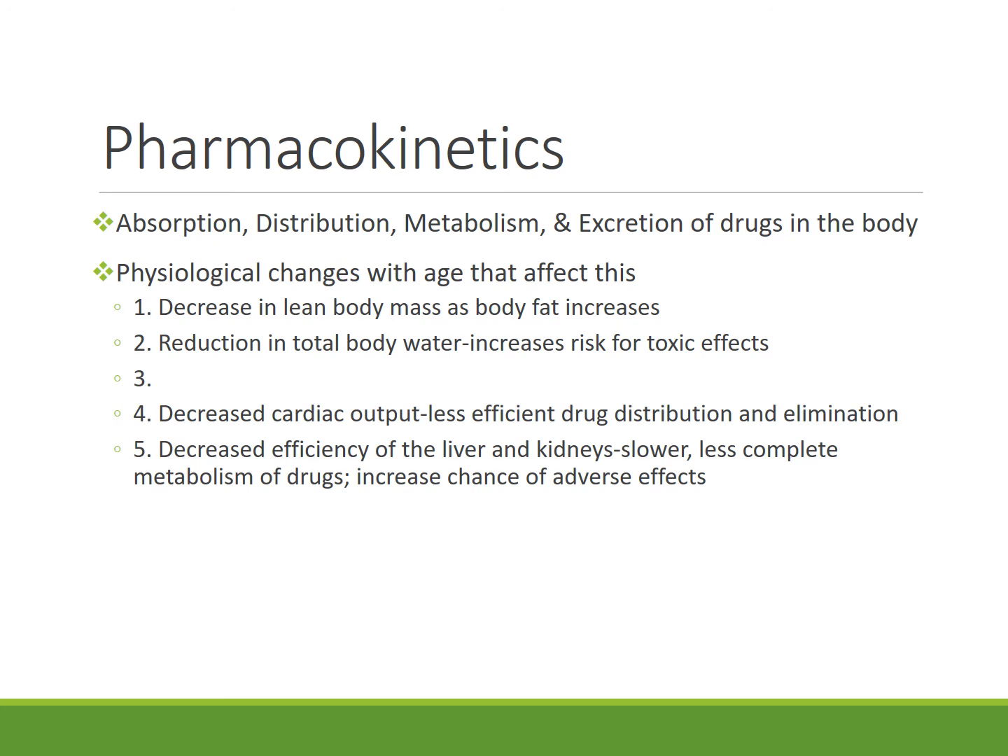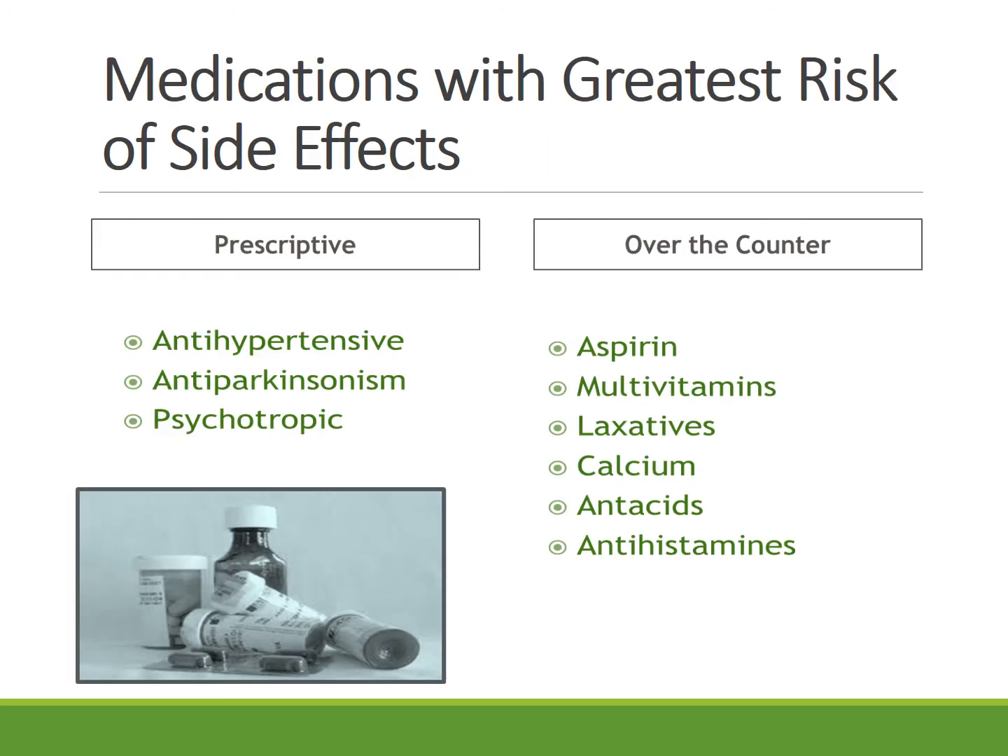So these changes profoundly affect the distribution and elimination of drugs outside the circulatory system. And so older adults tend to have prolonged effects of certain medications. And there are specific ones that are worse than others. For prescriptive medications, those are things like antihypertensive medications, so medications for high blood pressure. Those medications can actually cause hypotension or low blood pressure, or decreased heart rate.